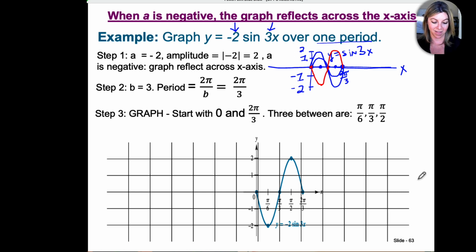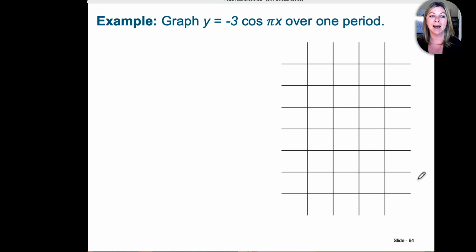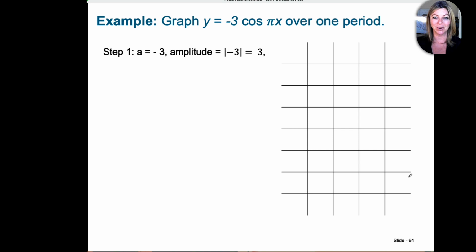One more slide and then we'll stop and do some homework. All right, we're being asked to graph y equals -3 cosine pi x over 1 period. Alphabetical order. A for amplitude. A is -3, so our amplitude is +3. That also means, since A is negative, that we're going to be reflecting in the x-axis. So 2 transformations already, amping up and reflecting.